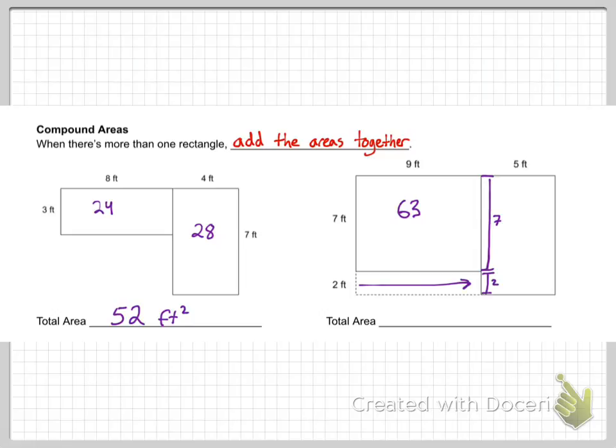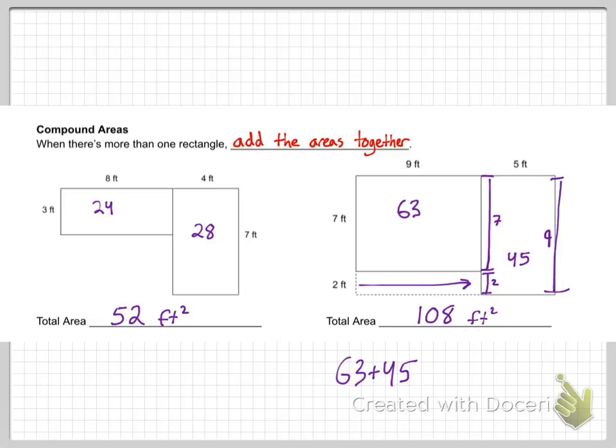We also know that that down there is 2 feet. So you put that together and you get a total of 9 feet. You can mark it on either side of the rectangle, but that rectangle is 9 feet wide, or tall, or long, and it's 5 feet wide. So we have 9 times 5 is 45. Now we just add them together. 63 plus 45 is 108 square feet.